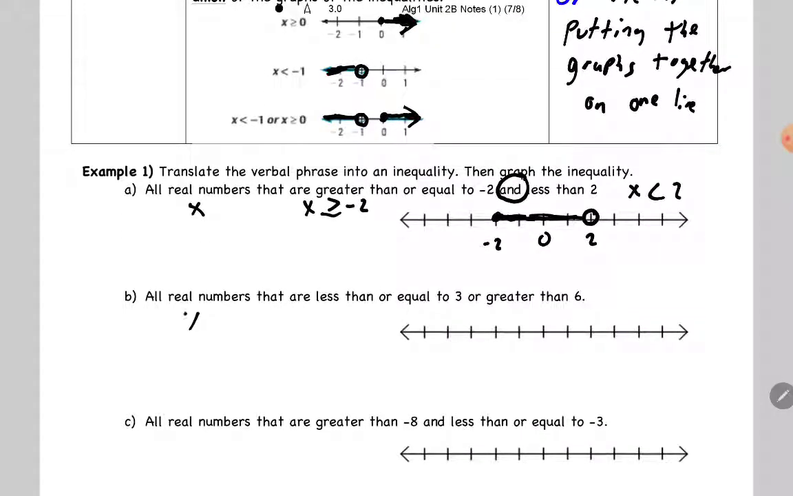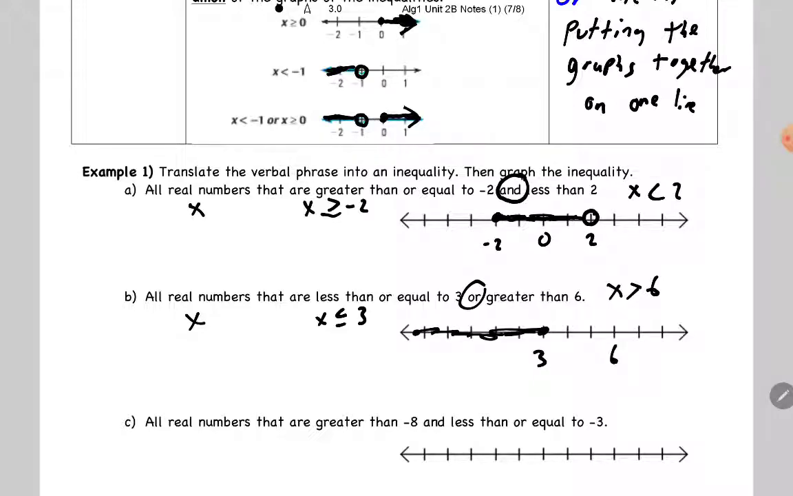Okay, all real numbers x that are less than or equal to 3, or x is greater than 6. So remember, if we're putting "or", we just graph them, it doesn't matter. So let's say this is 6, 5, 4, 3. Closed dot, so it can go this way, or open dot, and it can go this way.